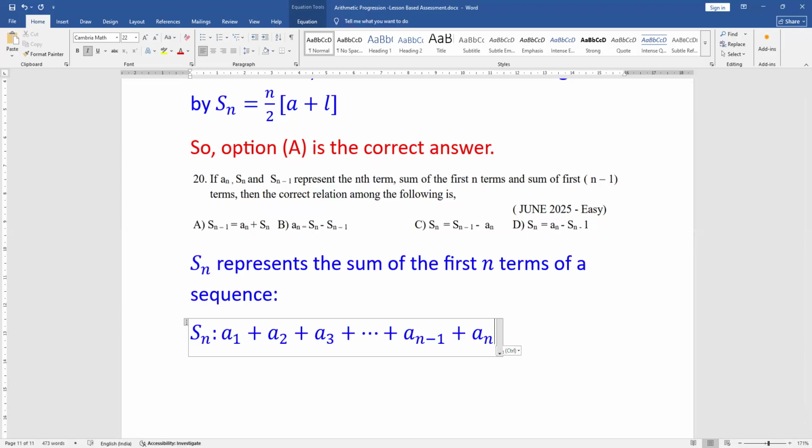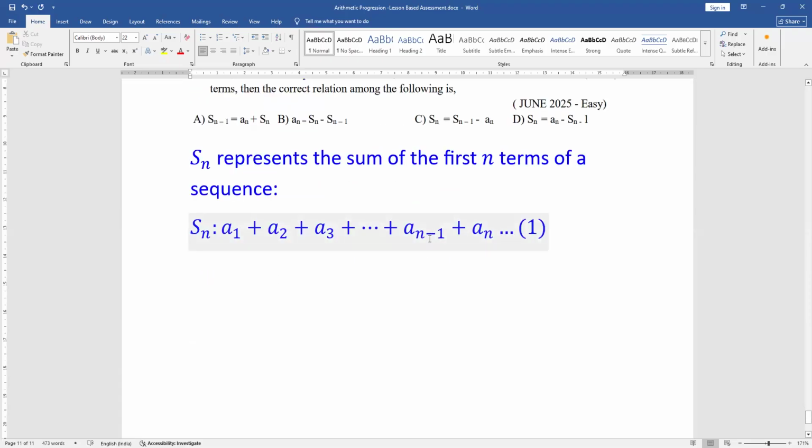Okay, this one I call equation 1. Now you may be wondering what this an minus 1 is. So the last but one term will be represented by an minus 1, and the term before that is an minus 2, like that. So going forward we add, and coming backward we subtract. Okay?